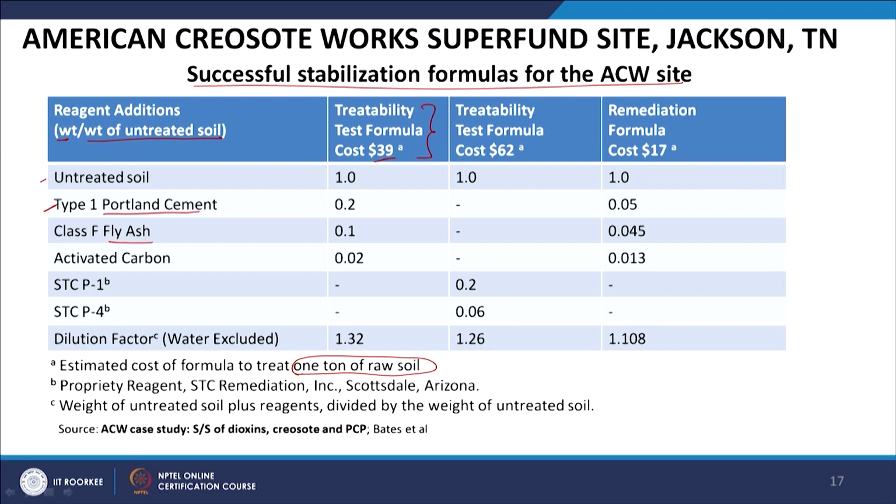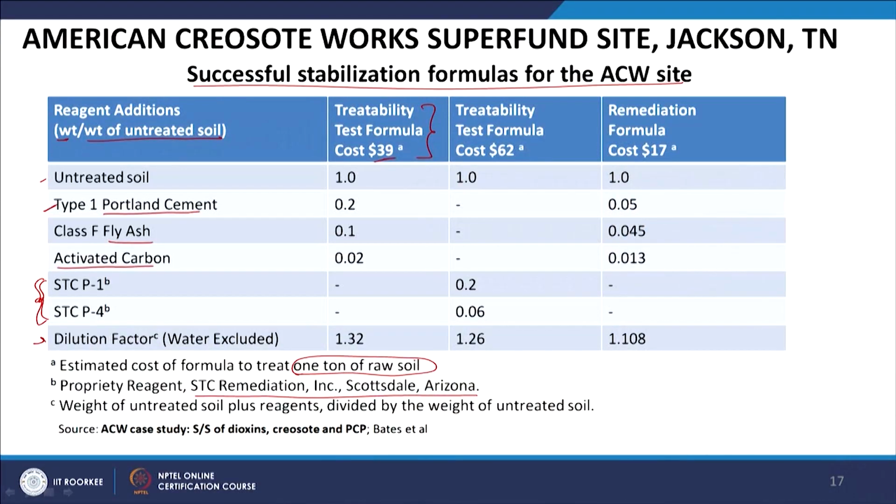So what are the different binders that they considered now, and what are the different ratios that they considered? Different binders were Portland cement, fly ash, they also considered activated carbon. So it seems they also used some proprietary reagents from a particular company, right. They used proprietary reagents probably to enhance either the degradation of these toxins, or the binding properties of these particular binders, let us say.